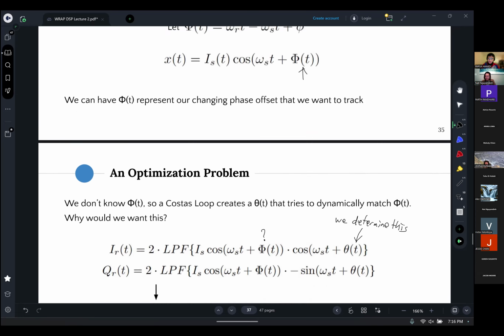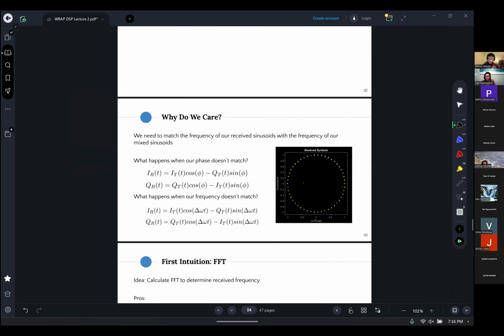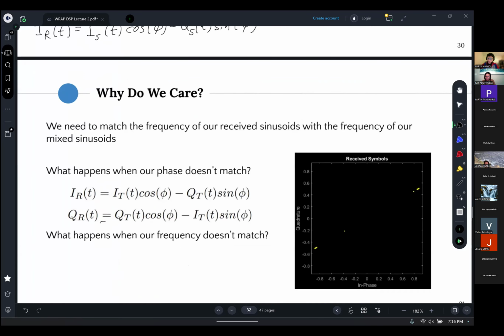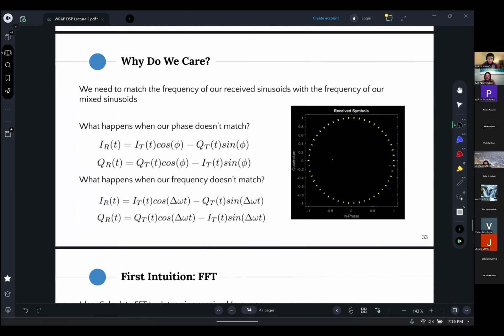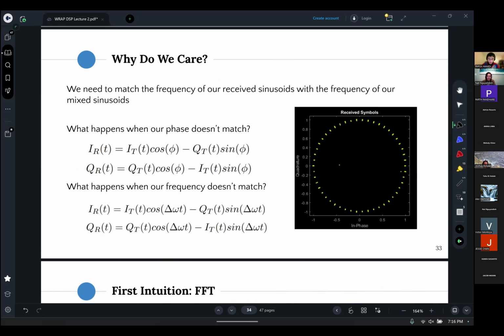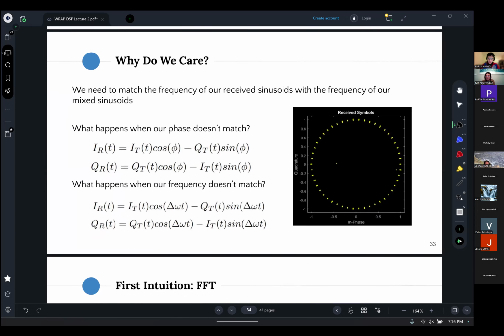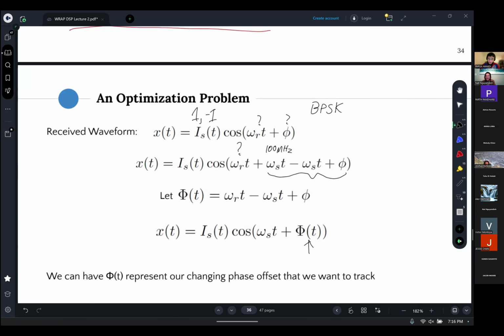Remember how when I did the original derivations of these, I included both the I and Q components, assuming that I was sending data through I and Q. But when deriving this, there's no Q component. I just ignored it because I know we're doing BPSK.